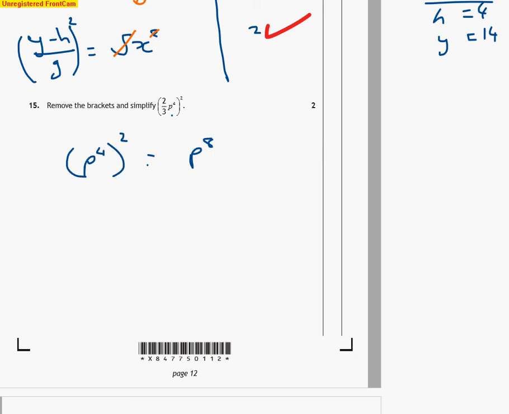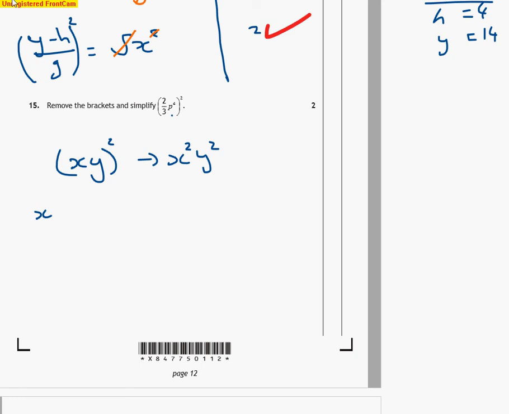But we've also got 2/3 in there. Okay, so we need to remember we've got a 2/3. Now, if I had (xy) squared, we'd end up with x squared, y squared, wouldn't we? Okay, because xy squared is the same as saying xy times xy. Yeah.